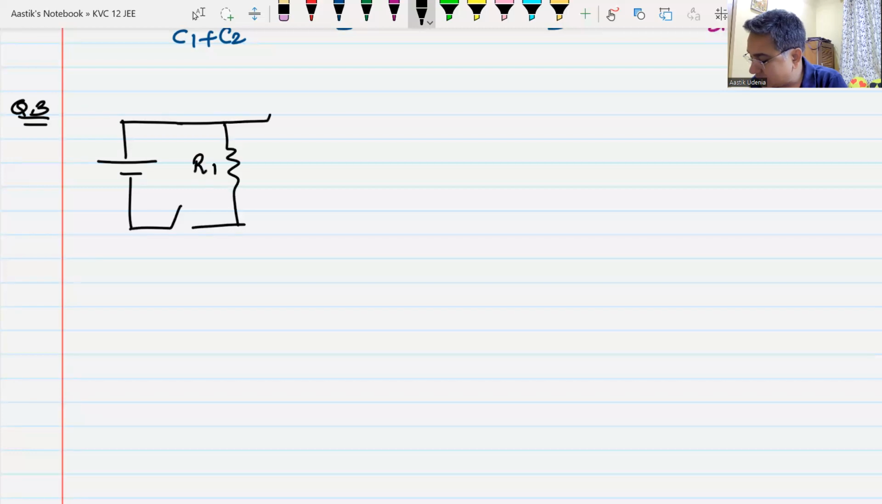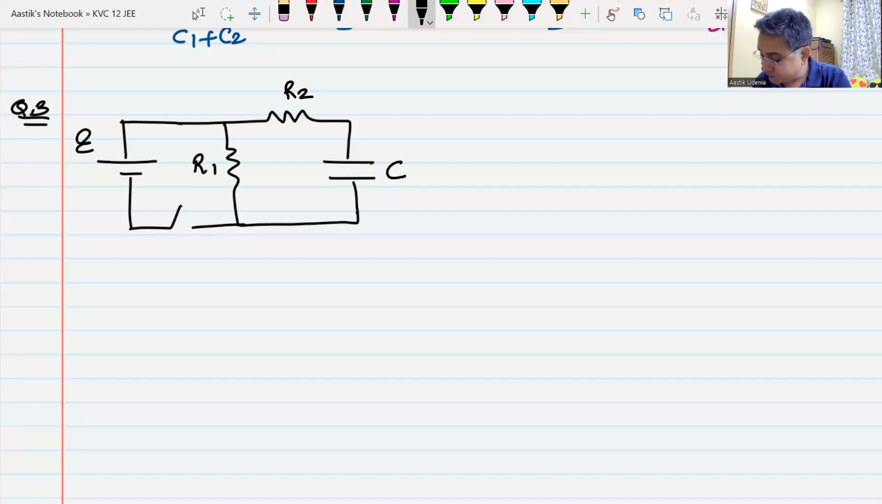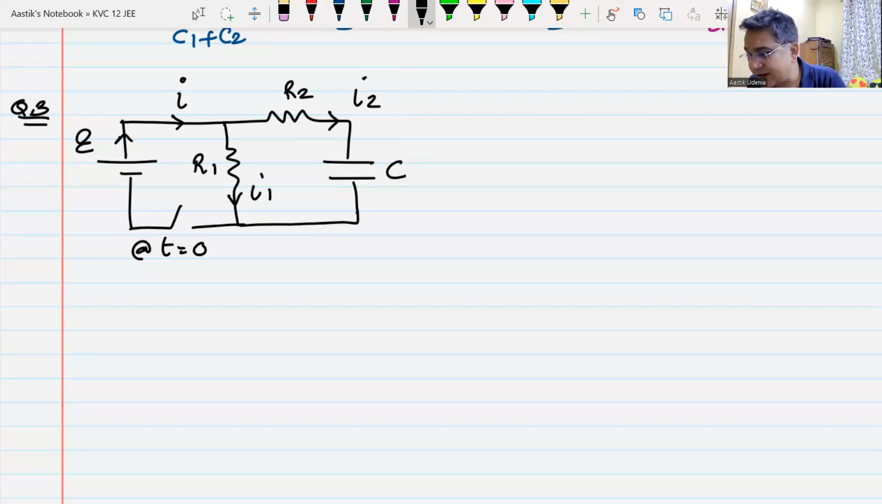This is resistance R1. This is resistance R2. This is capacitor C, and this battery EMF is E. At time t is equal to 0, the switch is switched on. The current in the circuit is shown in this fashion. The main current is I, this current is I2, and this current is I1. Take a deep breath. At time t is equal to 0, you have to tell me the value of I, I1, and I2. I'll give you 2 minutes to think about this question. If you're not able to solve it, no problem, I'll solve it for you.